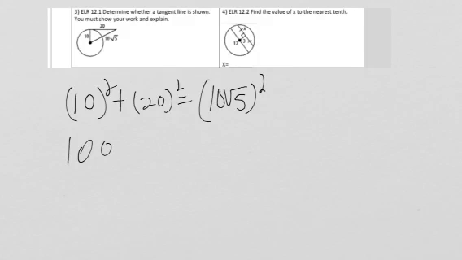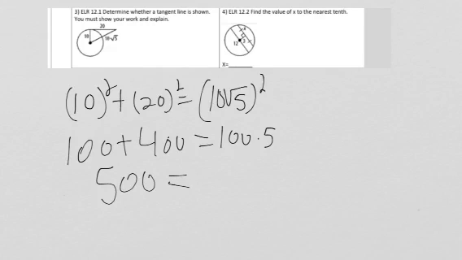10 squared plus 20 squared. Let's see if it equals 10 root 5 squared. That's 100 plus 400 should equal 100 times 5. We have to square both pieces. That's what's going on here. 10 squared, root 5 squared. 10 squared is 100. Root 5 squared is 5. So we get on one side 500. And on the other side we get 5 times 100 is 500.